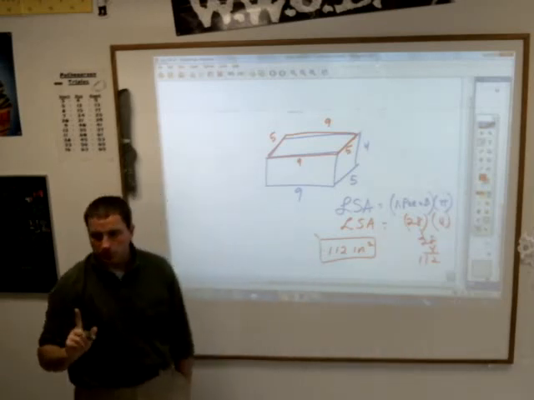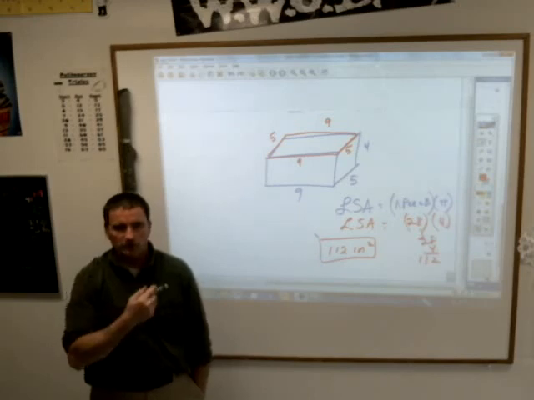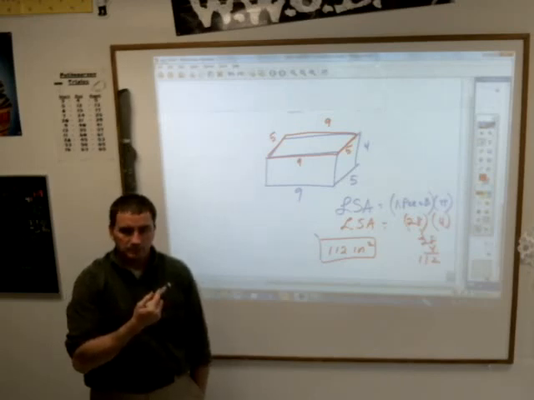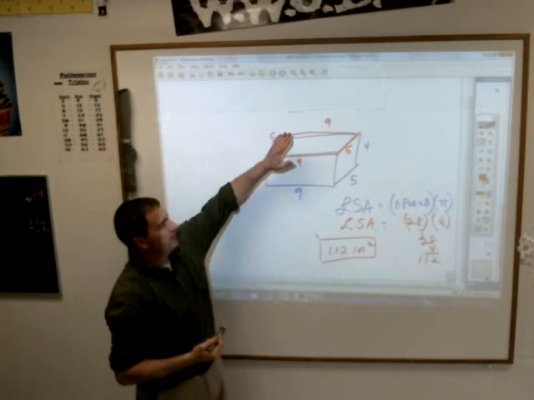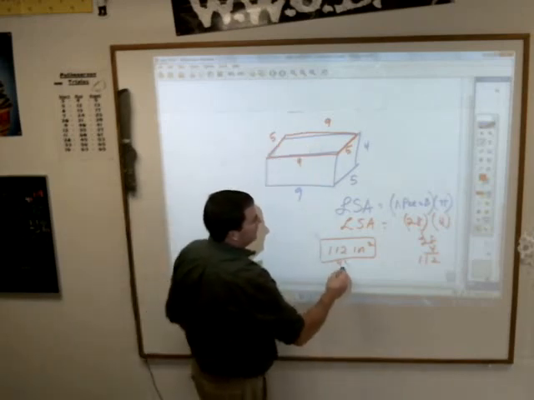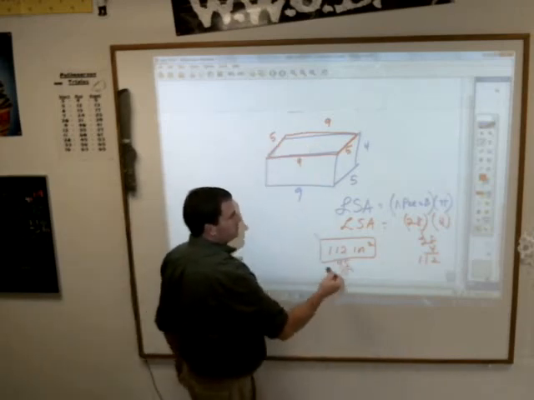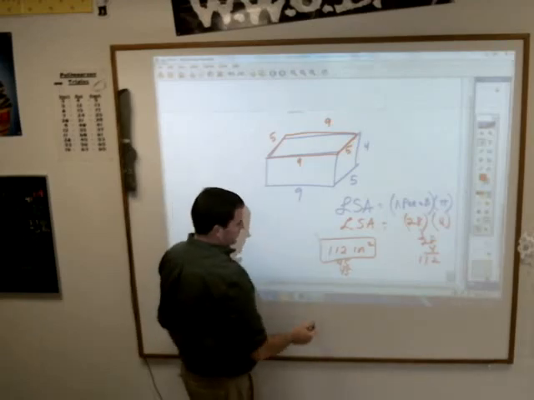If it would ask me for total surface area, what else do I have to add to that? Lucas? Top and bottom. Right, you'd have to find the area of the top, which was 45, and the bottom, which was 45. Add those together, and you've got the total surface area.